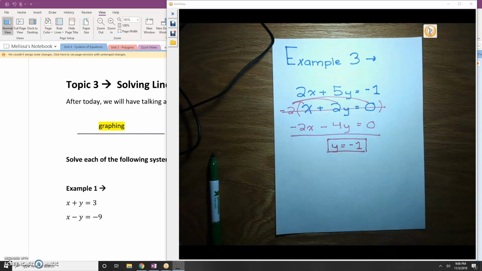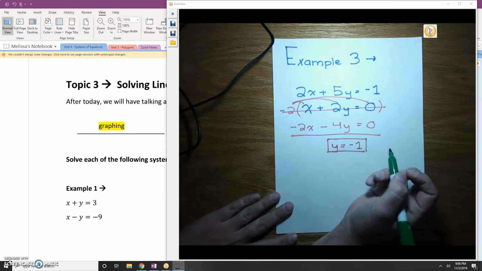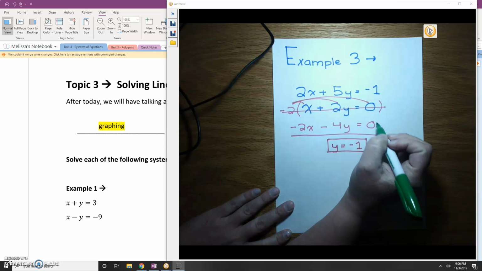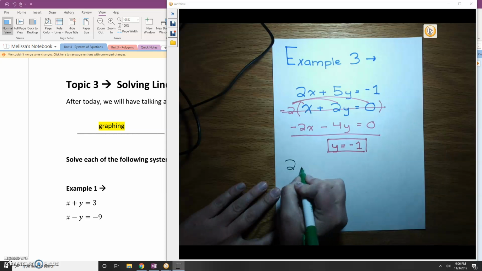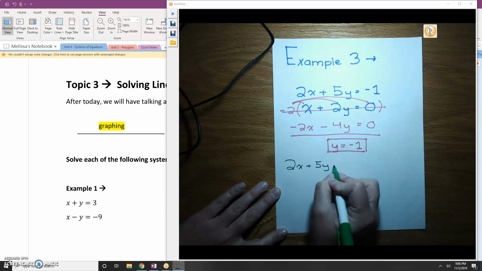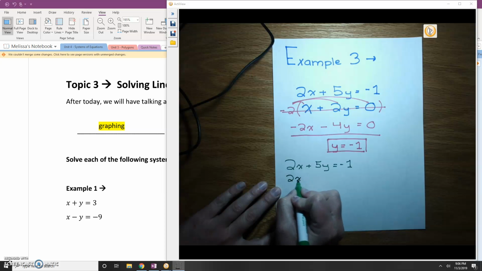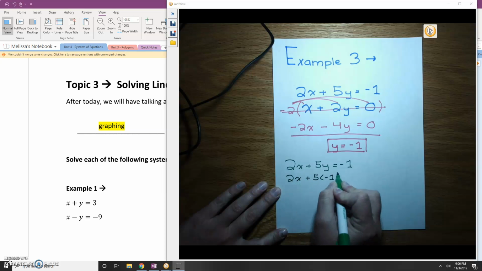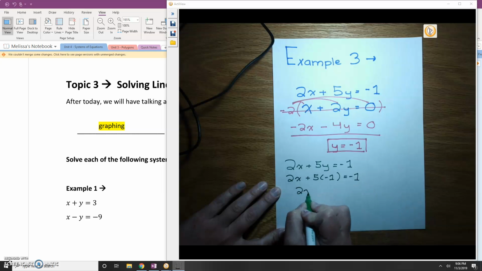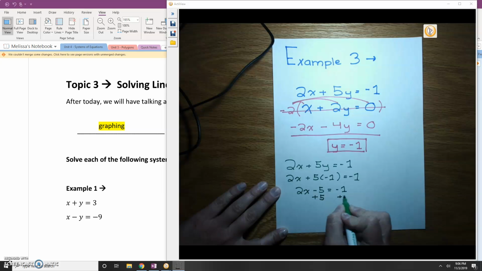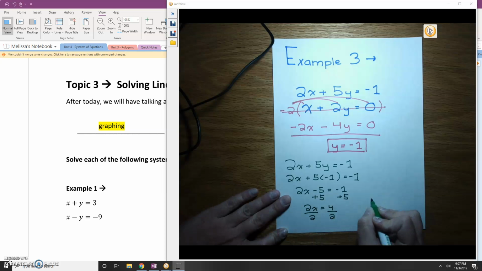Now, for the sake of time, I'm just going to go ahead and choose one and go for it. So I'm going to choose the first one. Let's go with that. 2x plus 5y equals negative 1. If my y value is negative 1, that is going to substitute in for y. All right, when I do this, 5 times negative 1 is negative 5 equals negative 1. Plus 5, plus 5, 2x equals 4. And finally, if I divide by 2, I get x equals positive 2.